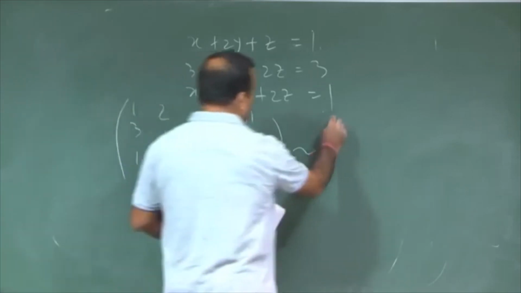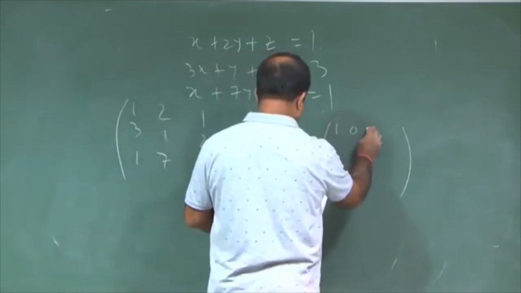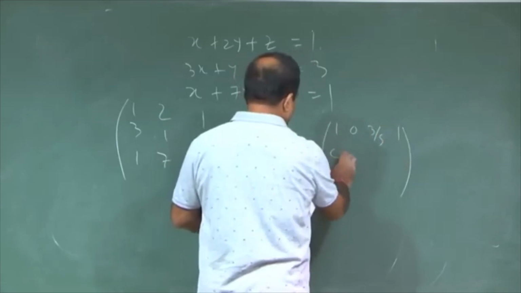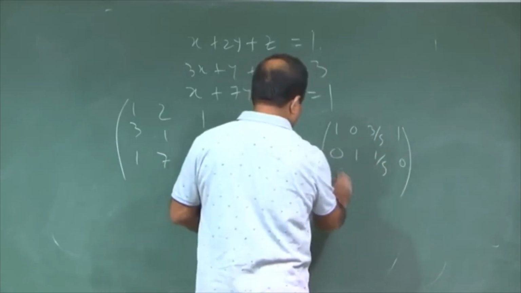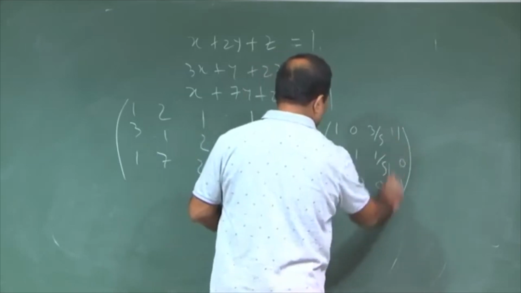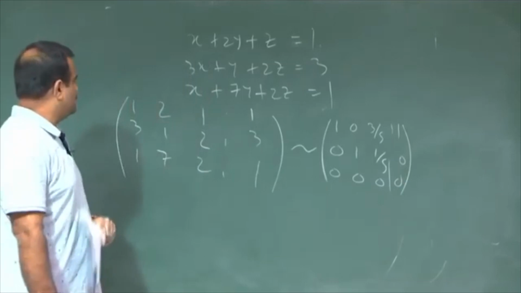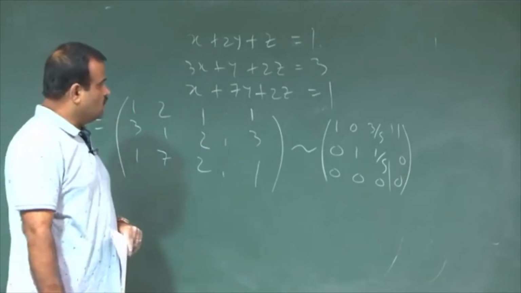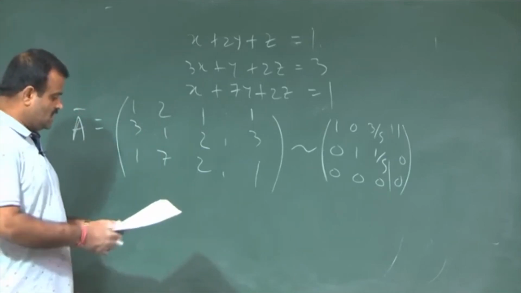Eventually we will end up with the row reduced echelon form: 1, 0, 3 by 5, 1; 0, 1, 1 by 5, 0; then 0 0 0 0. So that means the rank of the matrix A and the rank of the augmented matrix are the same, which is 2, which is less than the number of variables. So it has infinitely many solutions.